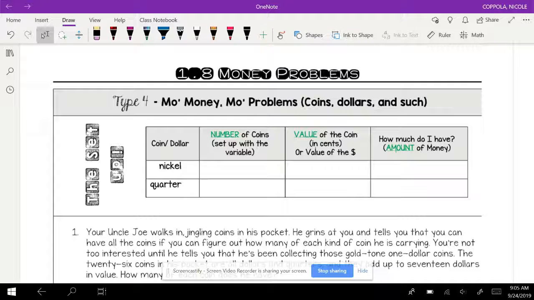Hey guys, okay, so now we're going to be working on money. And as they say, more money, more problems. All right. So when you're reading questions that have to do with coins, dollars, sometimes you'll see questions with points, like if they're talking about football, touchdowns, you're going to want to set up a table.